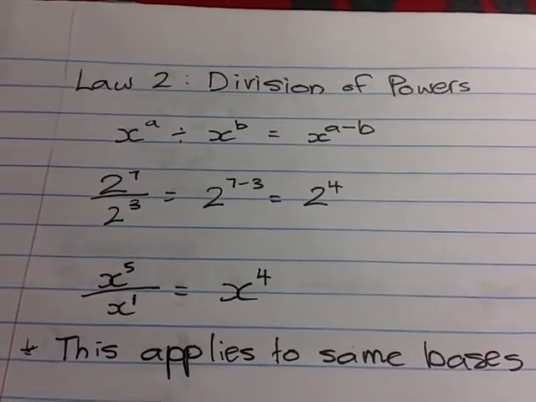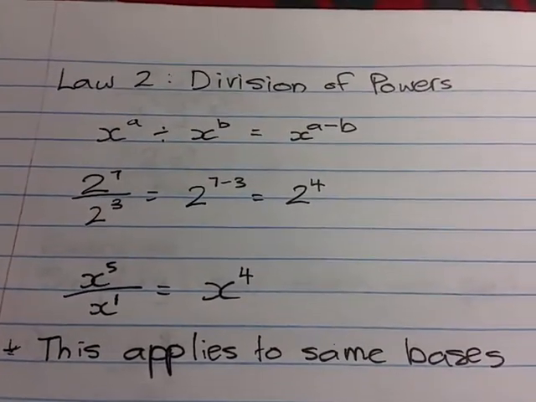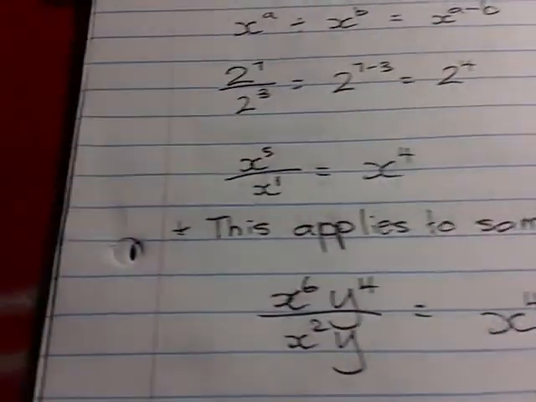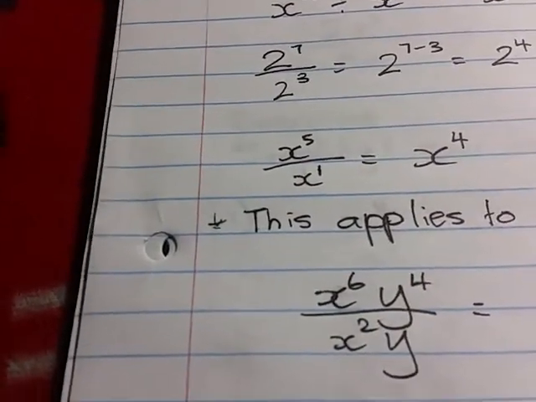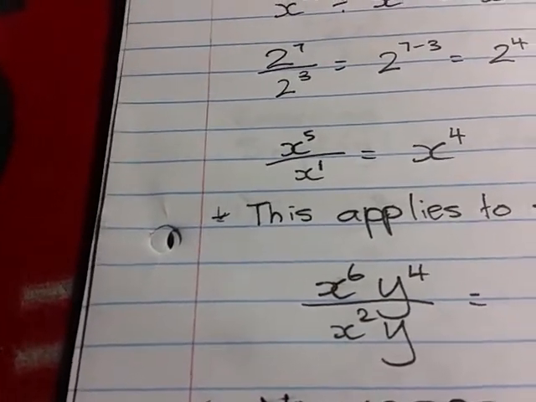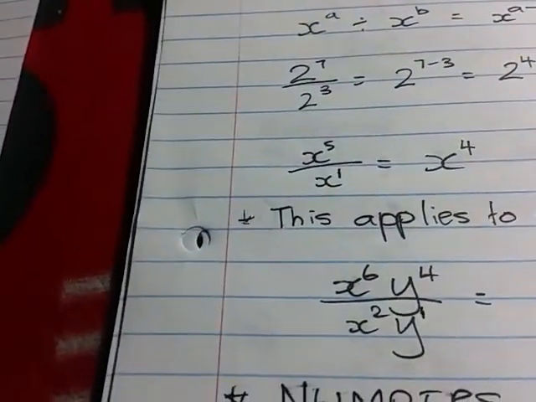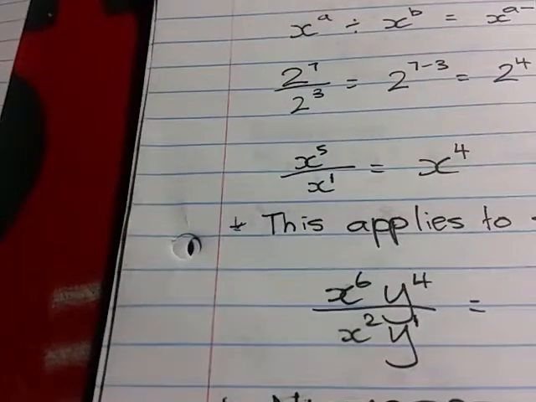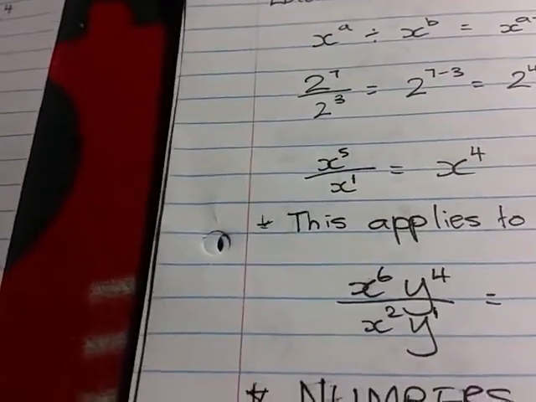this applies to same bases. Same bases operate on each other. So when you have x to the 6, y to the 4 divided by x to the 2 and y, remember, that's a y to the 1, don't forget that. You can fill that in if you feel like it makes it easier for you. But don't have it in your final answer if it just so happens to end up as 1.